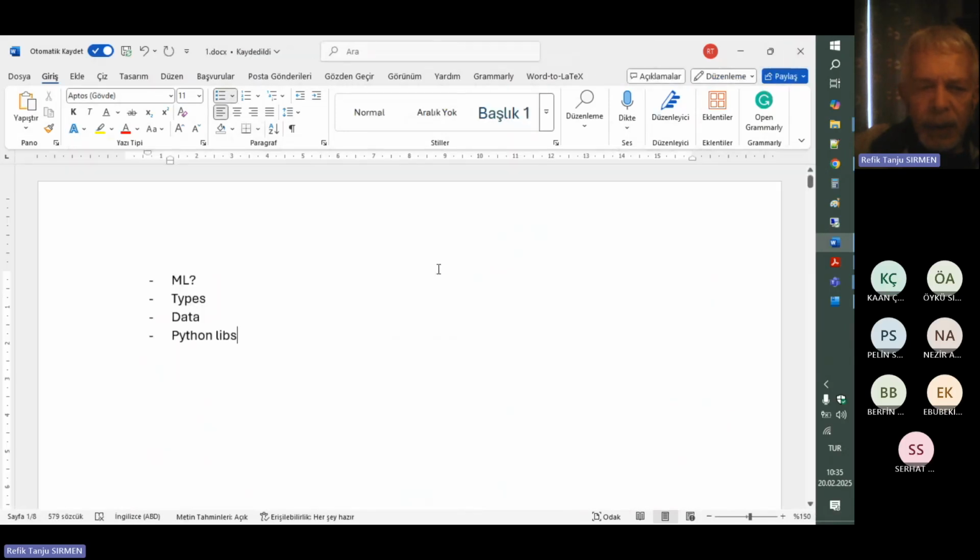Now we can talk about these titles. This is today's lecture titles. Okay, what is machine learning? Types of machine learning. We're going to touch on what data is again as a reminder. And also I'll talk about some Python libraries that I'm going to use, right?